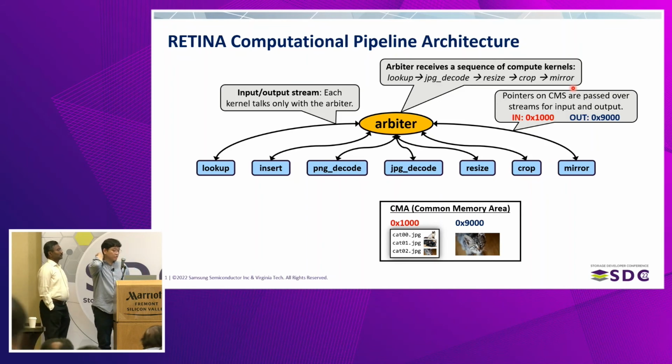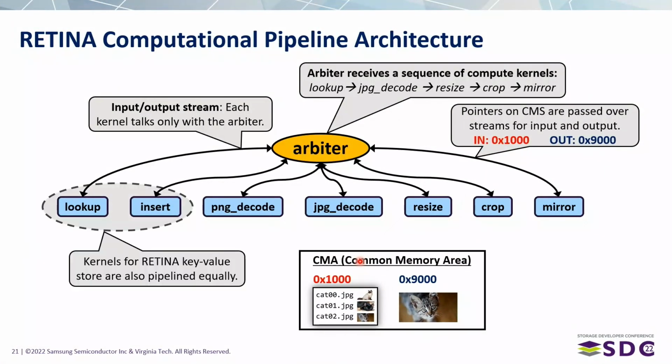One thing I would like to note is that copying the entire JPEG image over the stream would just waste memory bandwidth, and the memory itself. So we just hand over the pointer to the CMA memory region. So the actual amount of data passed through the stream is very small. And as I told you, the lookup and insert kernels are also necessary for the RETINA key value store operation, but from our computational pipeline point of view, that's just one of the kernels.